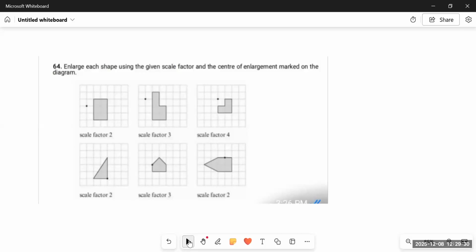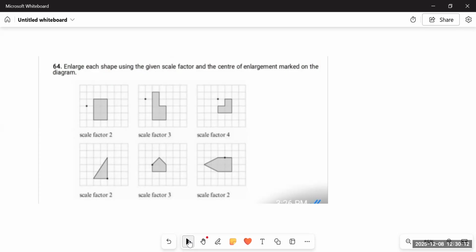Now, the last one is related to enlarging shapes. An enlargement of a shape is a copy of the shape that changes the length but keeps the same proportions. Okay, so if we look at the first one, the length at the bottom is 2 squares, and from bottom to top it's 3 squares, and the scale factor is 2. So it means we have to multiply each length by 2. If we multiply each length by 2, 2 multiplied by 2 becomes 4, and 3 multiplied by 2 becomes 6.